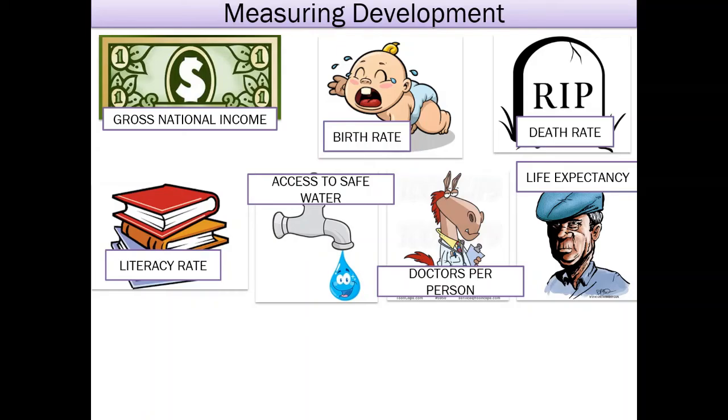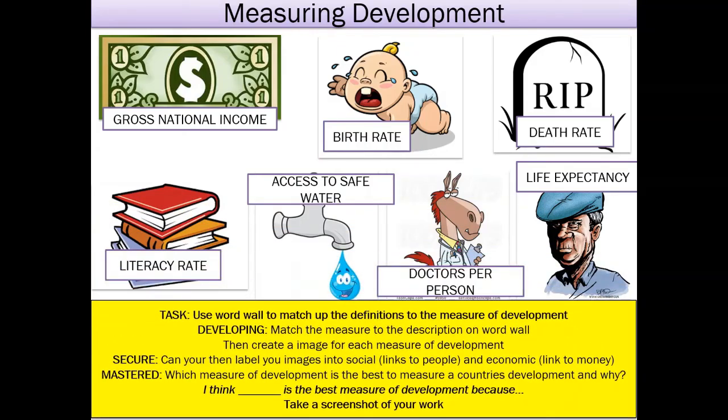Okay, so your task then. I am going to ask you to open up your Second World War activity today, and this one is going to be linking up your different measures of development to the definition of development. So you've got some examples on the board already. There'll be a couple more. You're going to link up the definition to the correct measure of development.